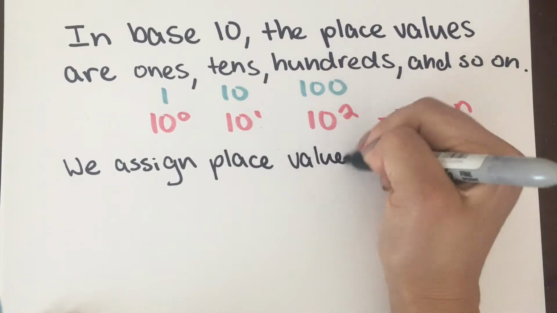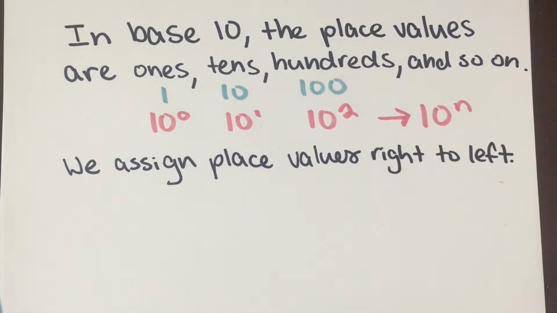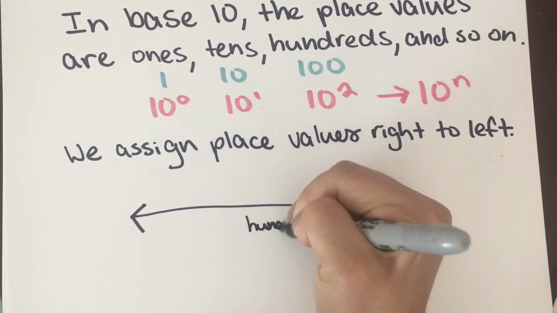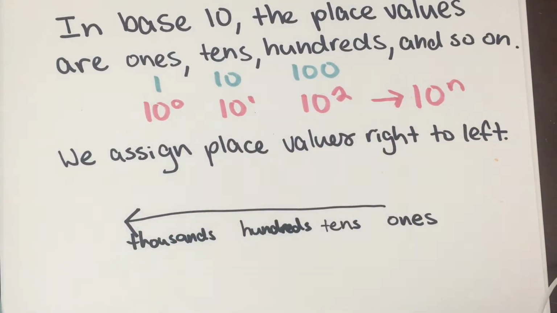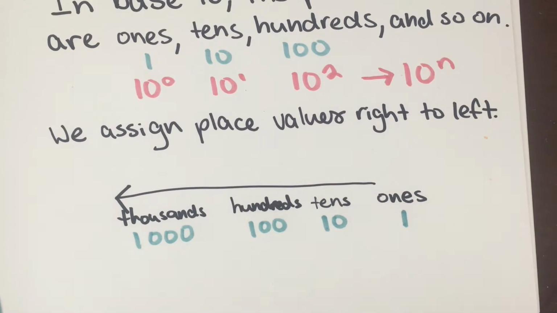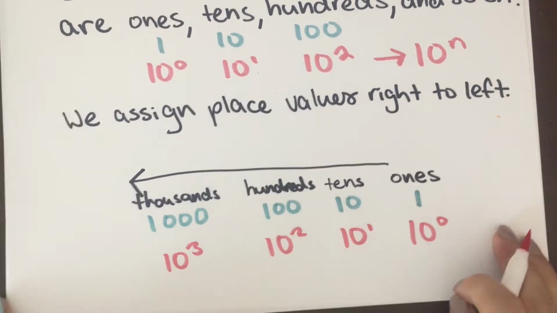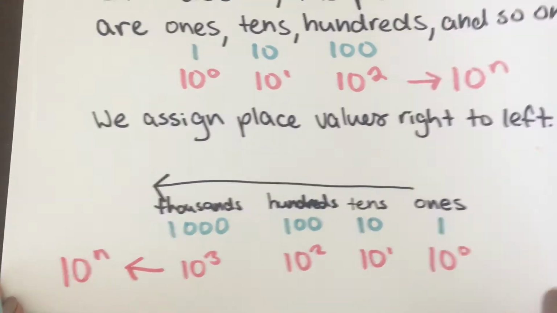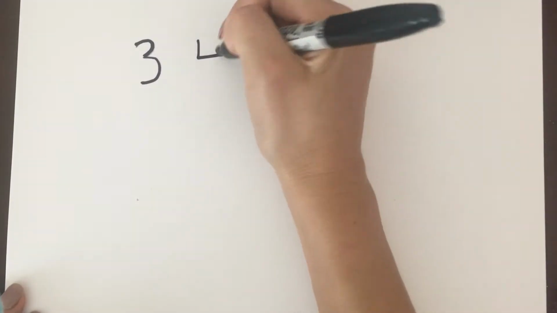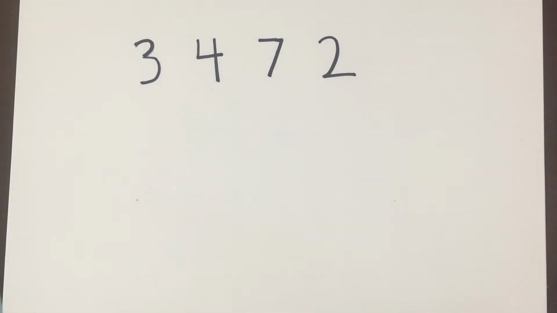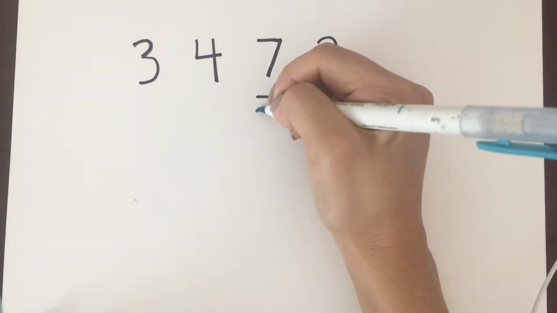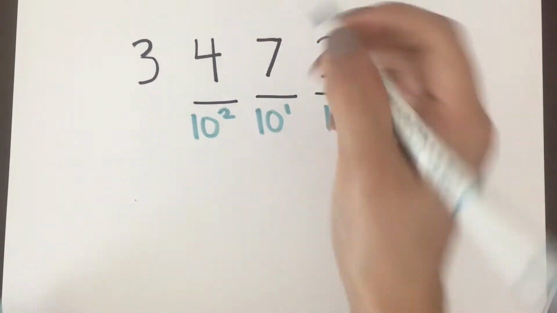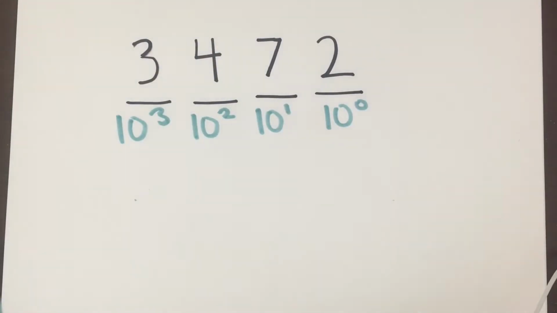We assign these place values from right to left, with the smallest being on the right and the largest being towards the left. In the first place value, we have 1s, or 10 to the 0th, and that goes on until the nth place value, which has value 10 to the n. For example, in base 10, 3,472 means that we have 2 1s, 7 10s, 4 hundreds, and 3 thousands, which are 10 to the 0, 10 to the 1, 10 squared, and 10 cubed for each place value.